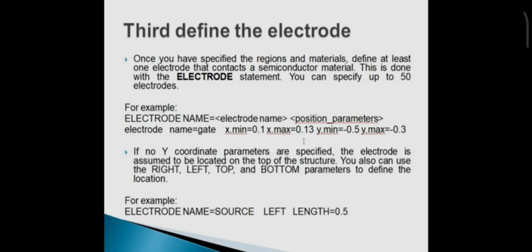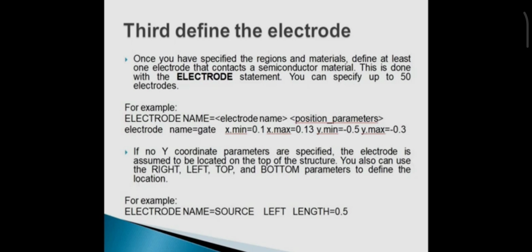You can specify up to 50 electrodes. The position parameters are specified by the x.min, as we have already mentioned. Multiple electrode statements may have the same electrode name. Nodes that are associated with the same electrode name are treated as being electrically connected. Some shortcuts can be used when defining the location of an electrode. If no y coordinate parameters are specified, the electrode is assumed to be located on the top of the structure. You can use the right, left, top or bottom parameter to define the location.